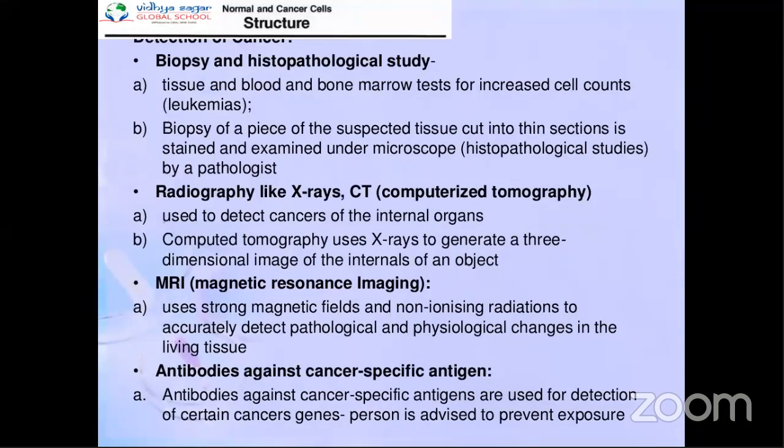Then radiographs like X-ray and CT, computerized tomography, are used to detect cancers of the internal organs. Computed tomography uses X-rays to generate a three-dimensional image of the inside of an object. They can also go for MRI scanning. And antibodies against cancer-specific antigens will also be produced in the body.